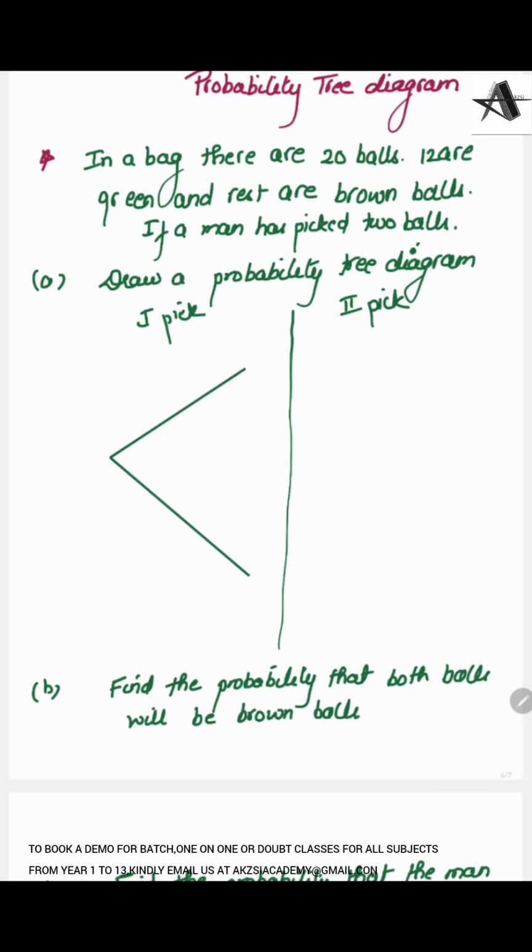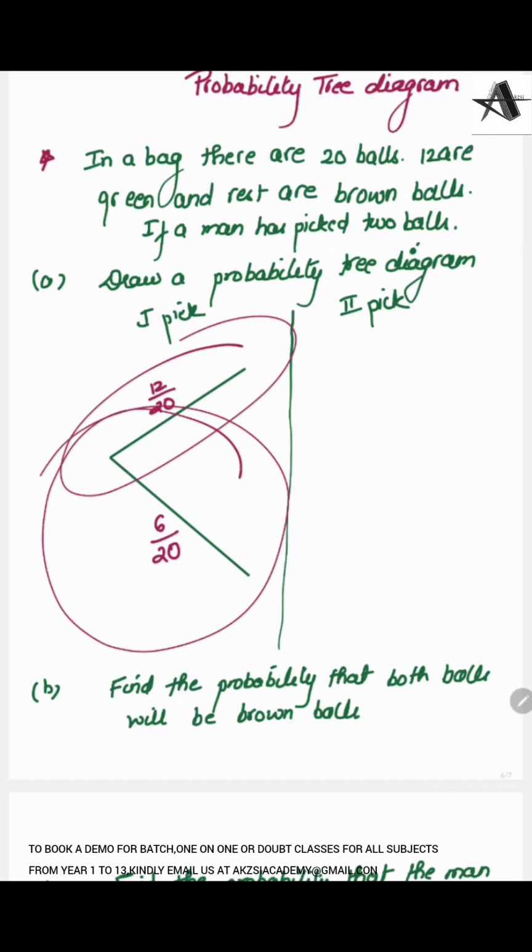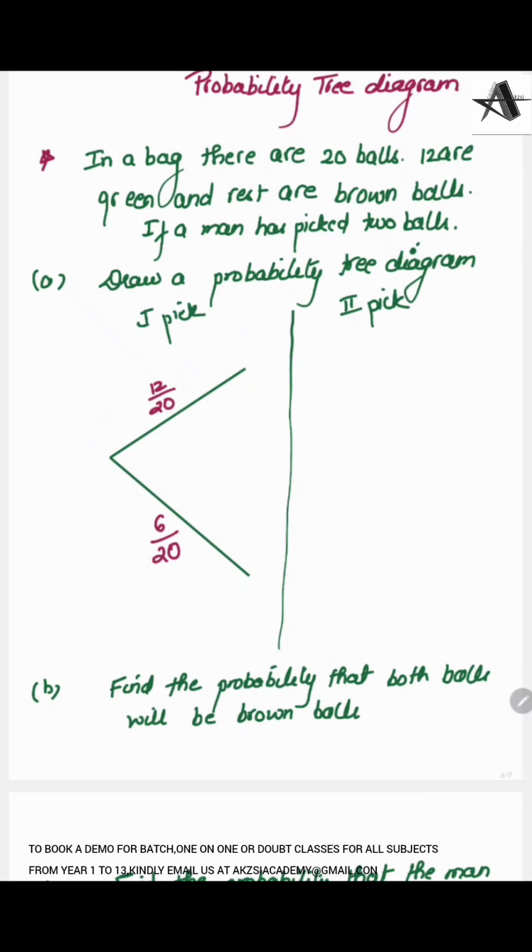There's no other way. So probability of picking a green ball is, how many green balls are there? 12 out of 20. And of picking brown balls, how many rest are the brown balls? That means 6 are brown balls. So 6 out of 20. The branches that are leading to different directions, their sum should always be equal to 1. Always. Here also 12 over 20 plus 6 over 20 will give you 1.